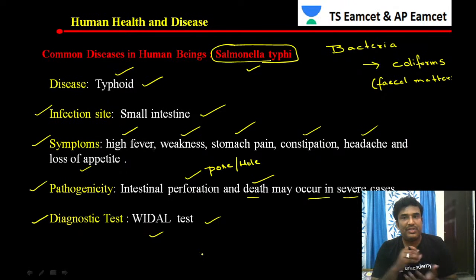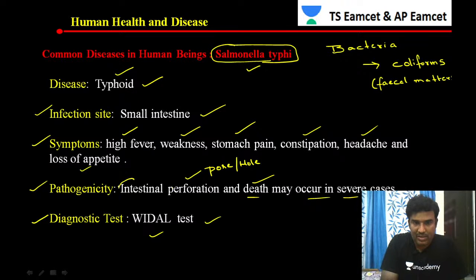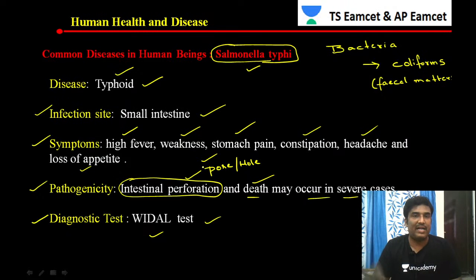And what is the pathogenicity of Salmonella typhi? It causes intestinal perforations. That is an important point you have to remember. Perforations means it is creating pores, or it can create a hole. So these are the important points about Salmonella typhi.